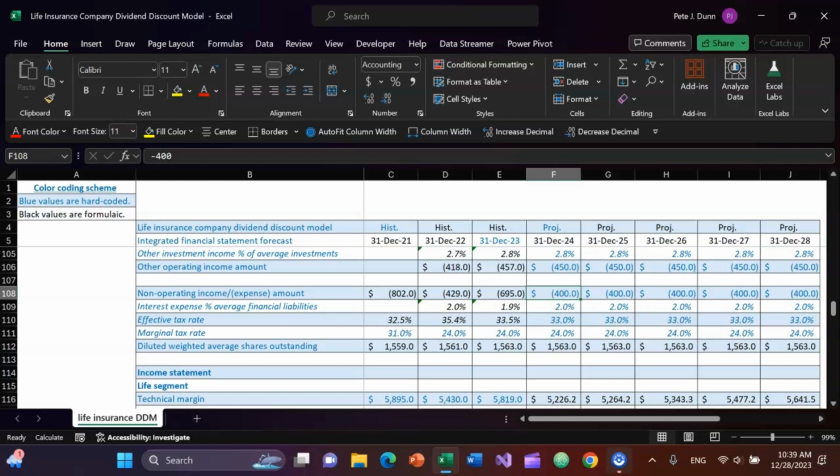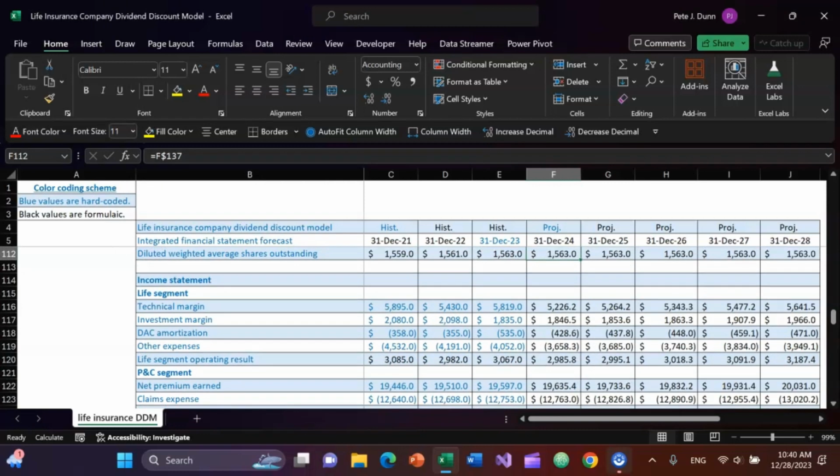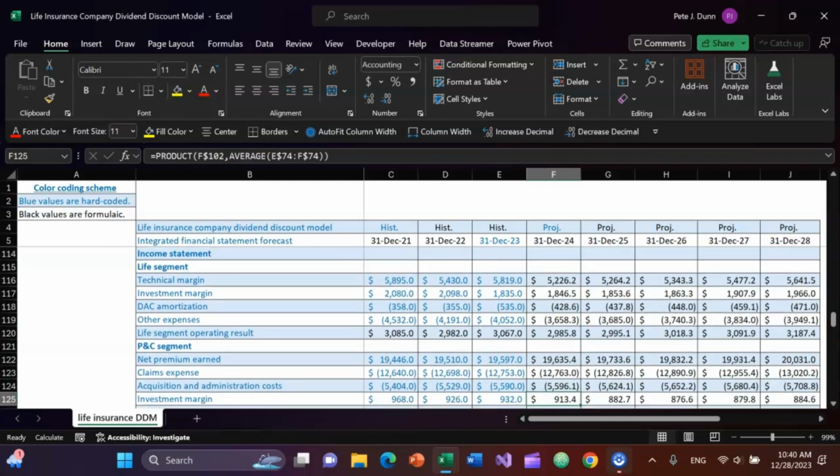Non-operating expense, similar, I'm hard coding that in. I've got tax assumptions and interest expense assumptions for the financial liabilities. I assume diluted weighted average shares outstanding. That references row 137, so you can control F bracket to get there, F5 enter to get back. Now moving down to the income statement itself.